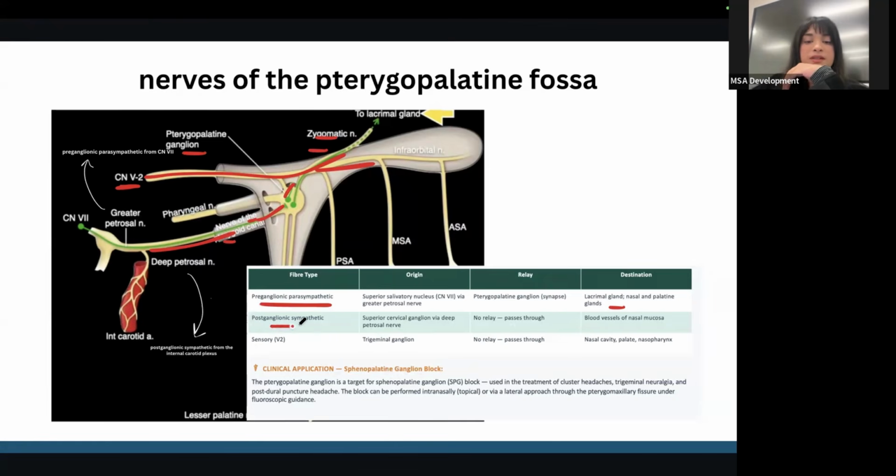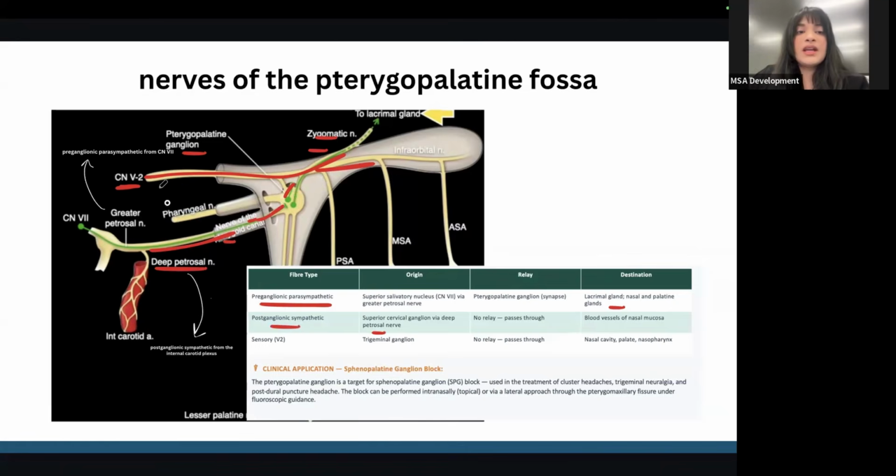Then you have the postganglionic sympathetic, which is this carotid artery plexus over here. So origin is superior cervical ganglion via the deep petrosal nerve. So this is a deep petrosal nerve. It's just going to go there. It's not going to synapse. It's just going to pass through and supply the blood vessels of the nasal mucosa.